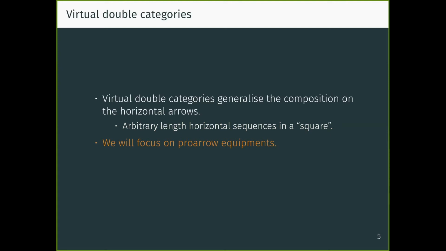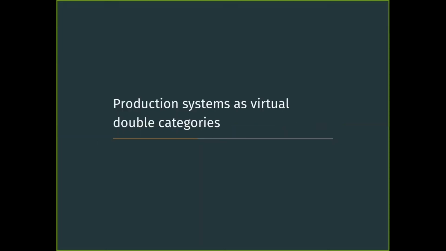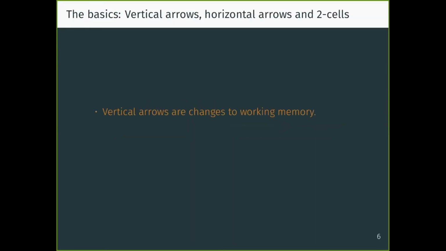Here we'll focus on double categories which form pro-arrow equipments. These are double categories where the horizontal arrows behave like relations on sets or profunctors. Naturally, this means the two prior examples are both equipments. So it turns out that production systems with learning form a virtual double category with equipment. What does this look like?